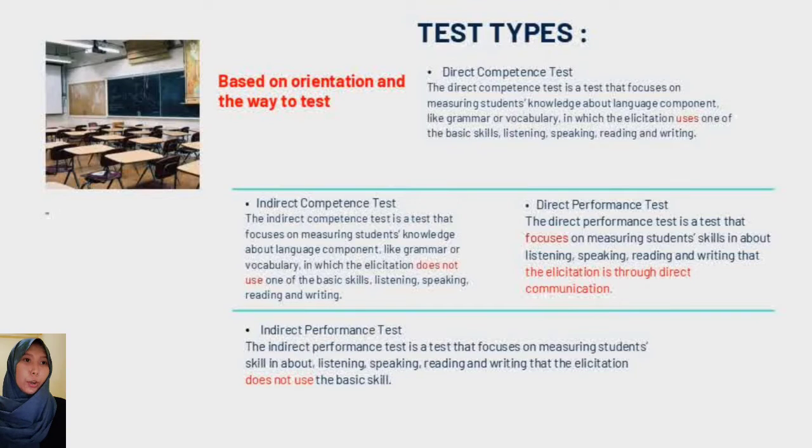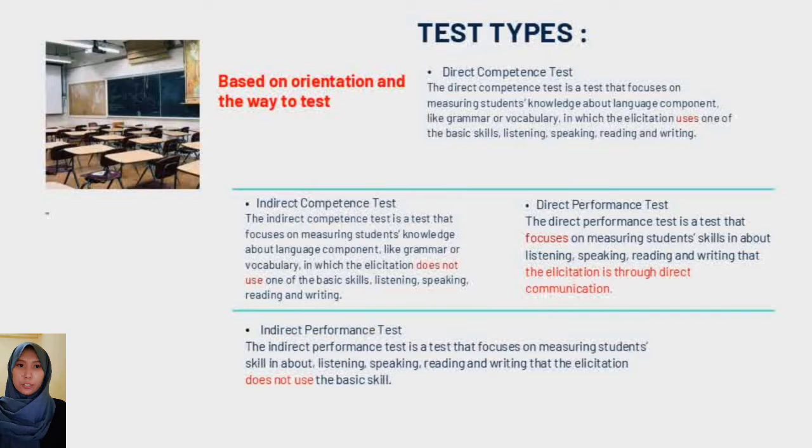And then there are two kinds of competence tests and performance tests. There are direct and indirect. The first is direct competence test. Direct competence test is a test that focuses on measuring student knowledge about language competence like grammar or vocabulary, in which the elicitation uses one of the basic skills: listening, speaking, reading, and writing.